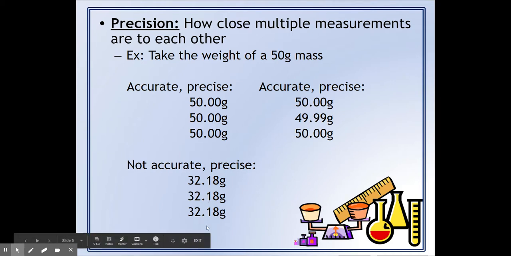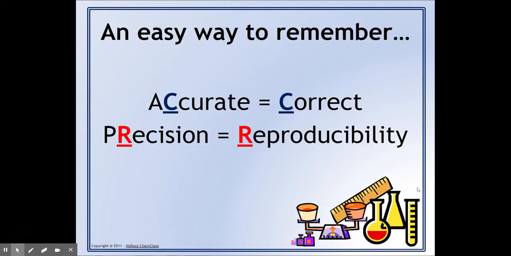Our last group is not accurate, but it is precise. So students measured the mass and they got 32.18 three separate times. So that's what makes it precise, is that they're all the same. But it's not accurate because they're not close to 50 grams. An easy way to remember: accurate equals correct. That's C is for correct. Then we have precision equals reproducibility. So the R, it's repeated or reproducible.